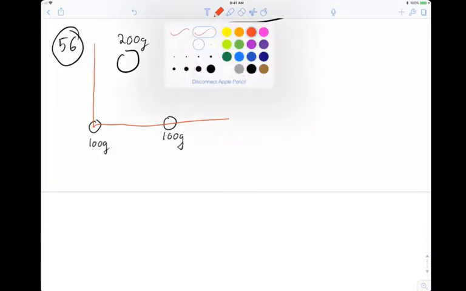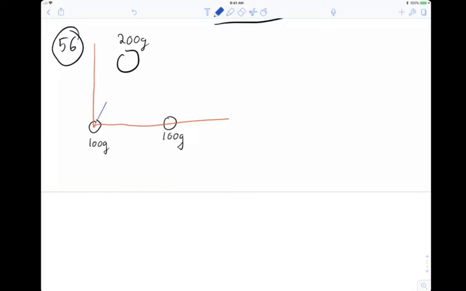But, okay, before we go on, we've got to do some geometry here. This is an isosceles triangle. 10 centimeters, 10 centimeters. And this distance here is 12 centimeters.